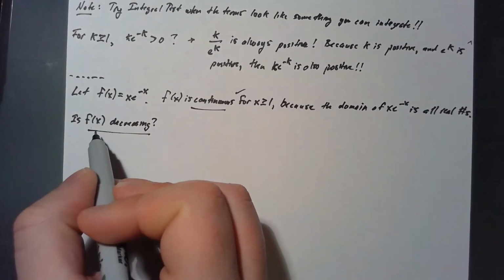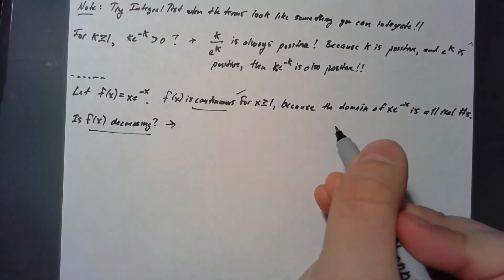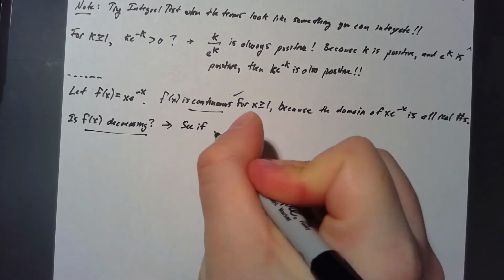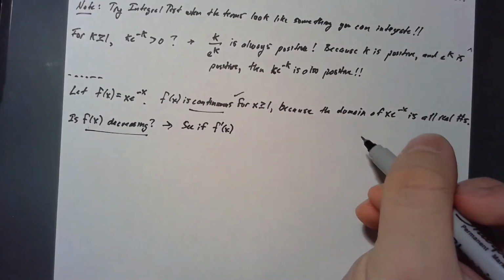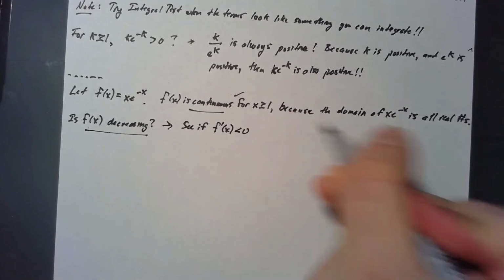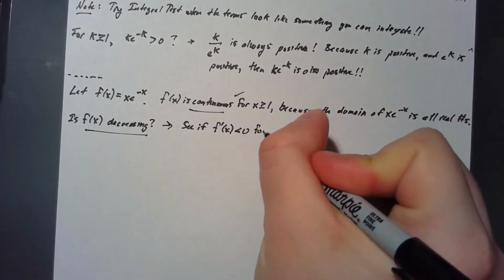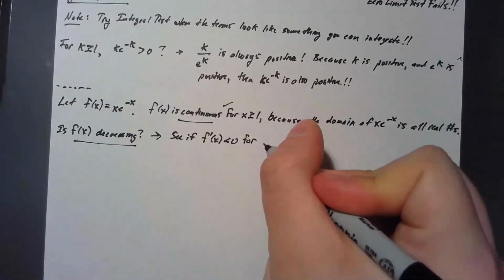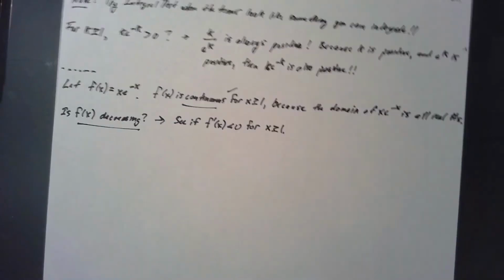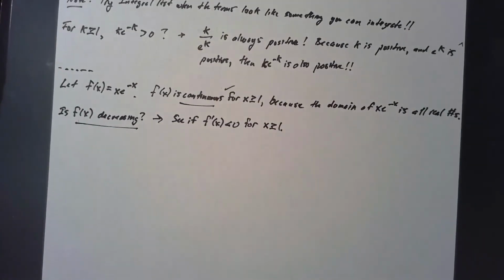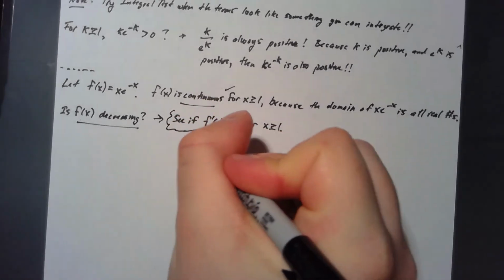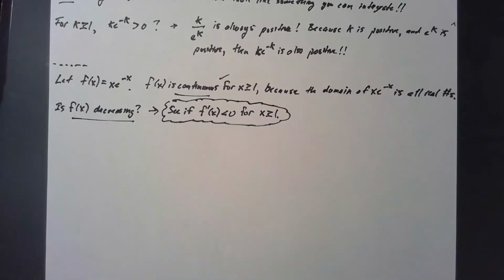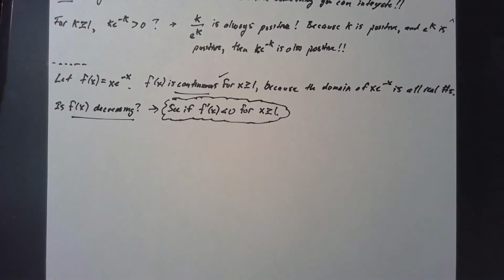So to find if a function is decreasing, that's really just saying, all right, see if the derivative of x is less than 0 for the values 1 to infinity. In other words, for x greater than 1. So that's the idea here. When you're trying to show a function is increasing or decreasing, you're really just looking at the derivative. You learned that in Calc 1, right?